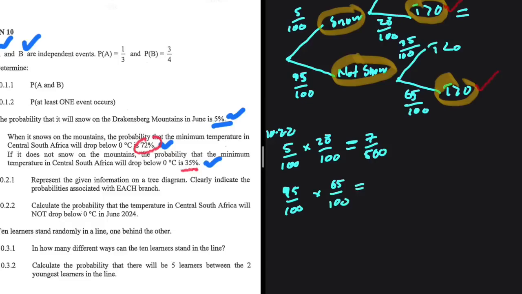On the other hand, we're going to have 95 divided by 100 multiplied by 65 divided by 100, which is equal to 247 divided by 400. Makes sense, right? If it does not snow, the temperature will probably be greater than 0. All these probabilities make sense.